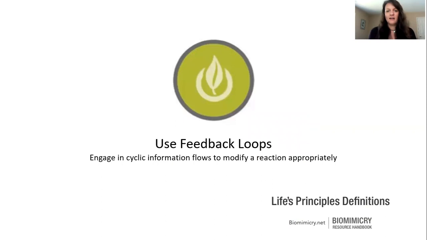So today we are talking about using feedback loops. And feedback loops engage in cyclic information flows to modify a reaction appropriately. And there's actually a lot of ways to explain this. I picked it because it is such an interesting principle that illustrates our interdependence. It's also referred to as mutual causality, which is kind of a fancy way of saying what happens affects what happens next. So feedback loops exist to maintain homeostasis, which is stability in a system.